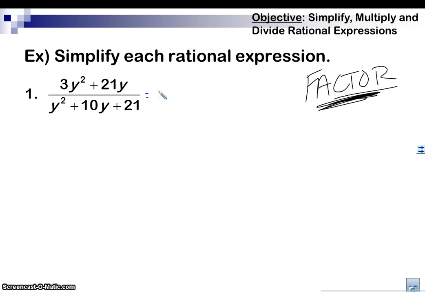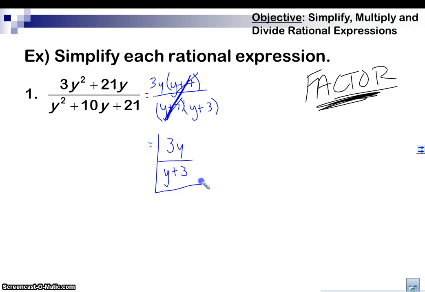So when we factor this, we've got a greatest common factor in the top one. So we have 3y, and that's going to be y plus 7. And then we factor the bottom, and this factors to y plus 7 and y plus 3. Now that we have it factored, we're not really canceling these out. y plus 7 over y plus 7 is 1, so this is just 1. But I'll use this to look like it cancels out. And then we're going to end up with 3y over y plus 3. And this is our answer. Okay, as far as we can go.